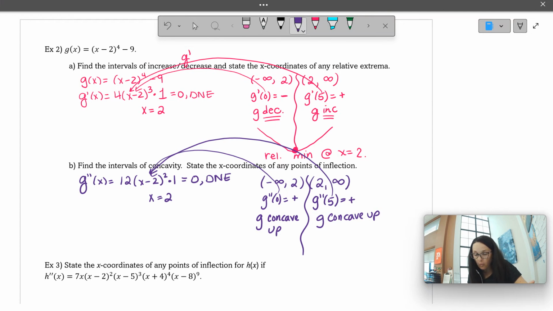And then it says state the coordinates of any points of inflection. A point of inflection is where concavity changes. Our concavity did not change. So there are no points of inflection. Okay?